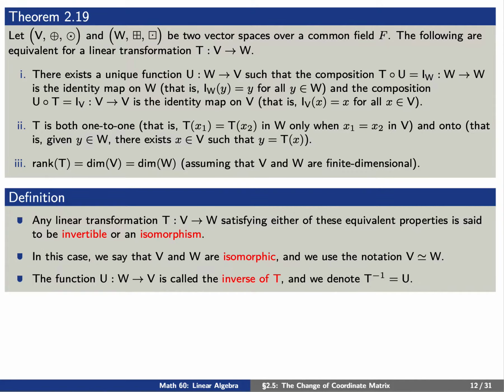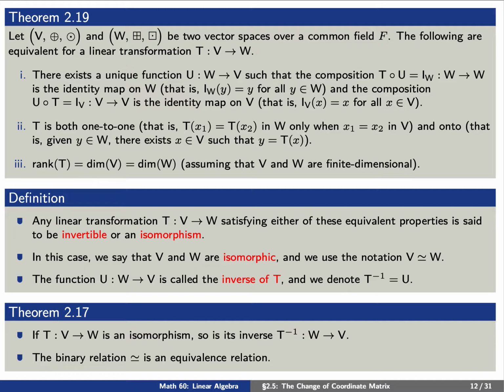Any linear transformation satisfying either of these equivalent properties is said to be invertible or an isomorphism. In this case, we'll say that our vector spaces V and W are isomorphic. And finally, the function U that we had up above is called the inverse of T, and we'll denote this by T raised to the minus 1.